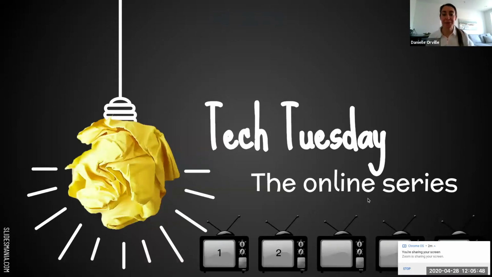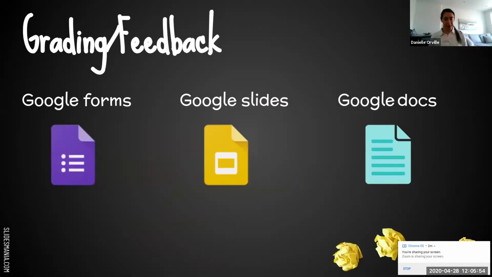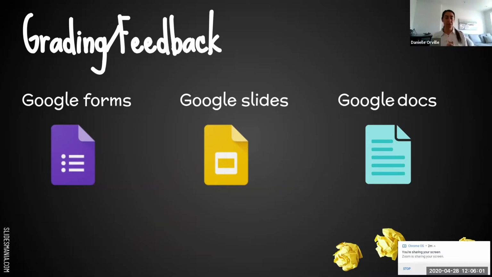Here is episode 2. All right, we're talking today about Google Classroom, grading, and feedback. So the first thing I want to address is that there are different types of materials, or Google Apps, like Google Classroom. Like here, you can see Google Forms, Slides. Google Forms to review is a great way to do quizzes and tests that will automatically grade your students' work.